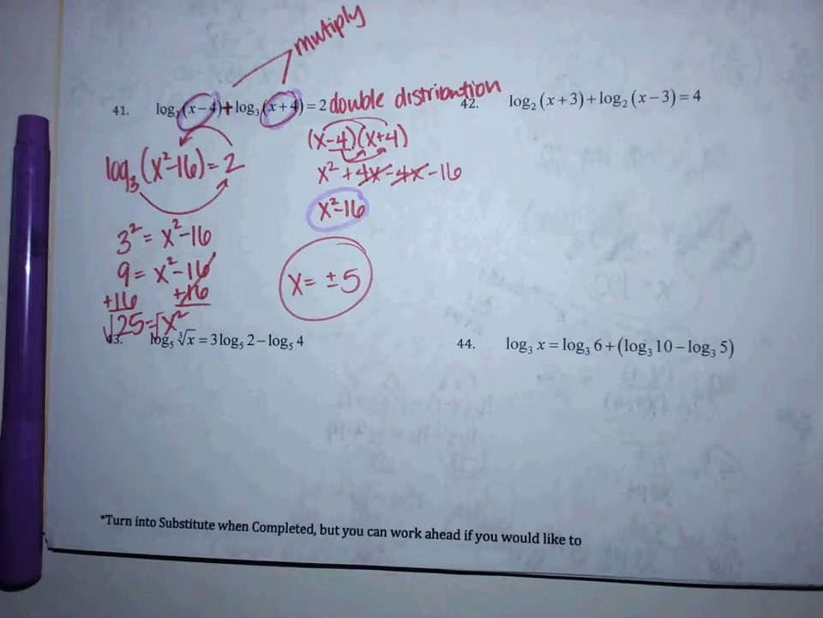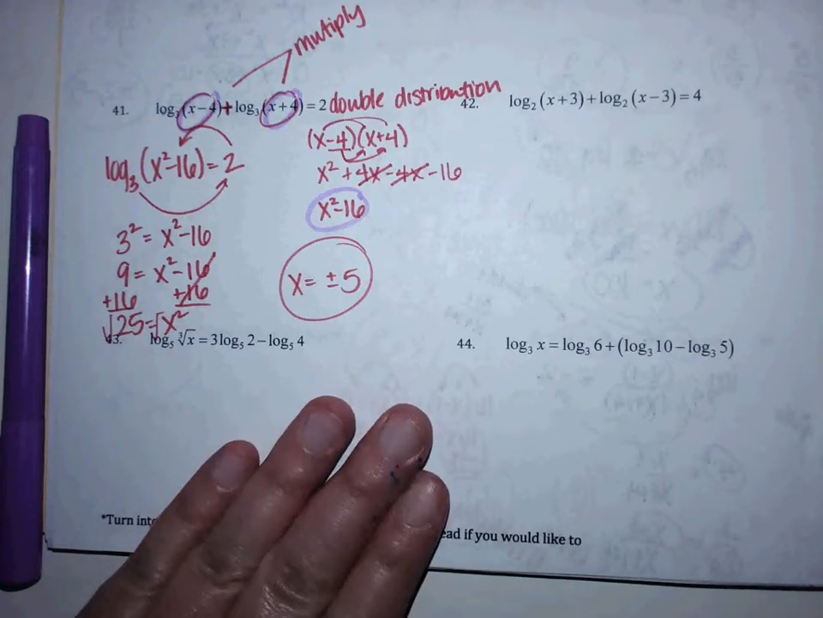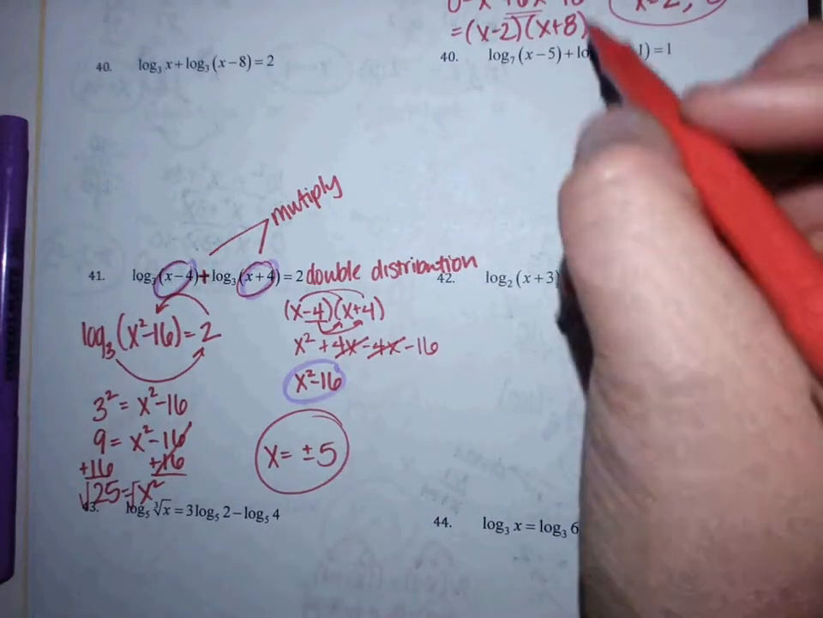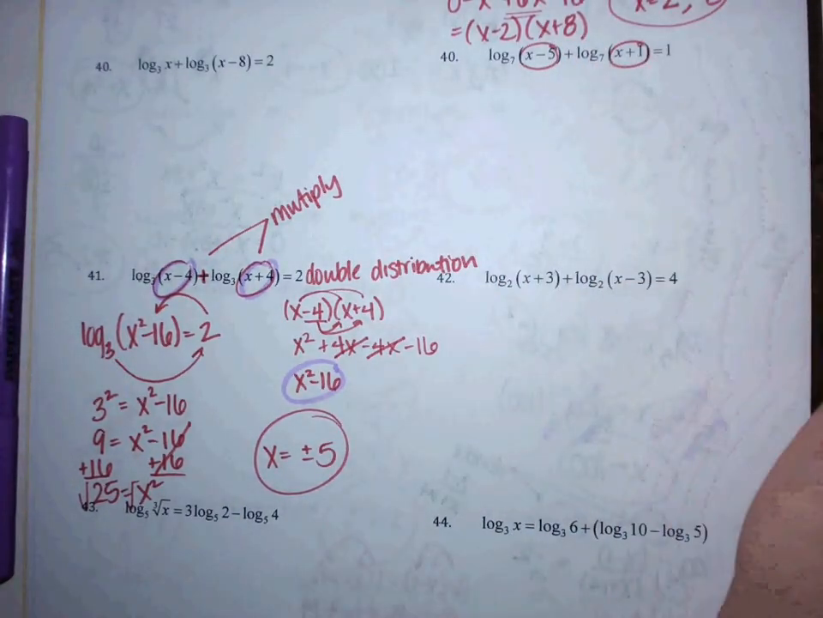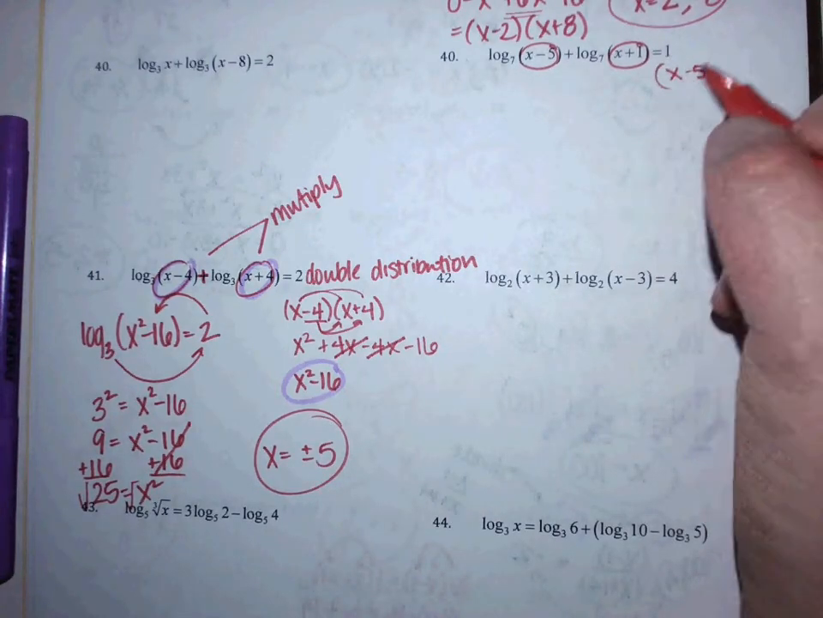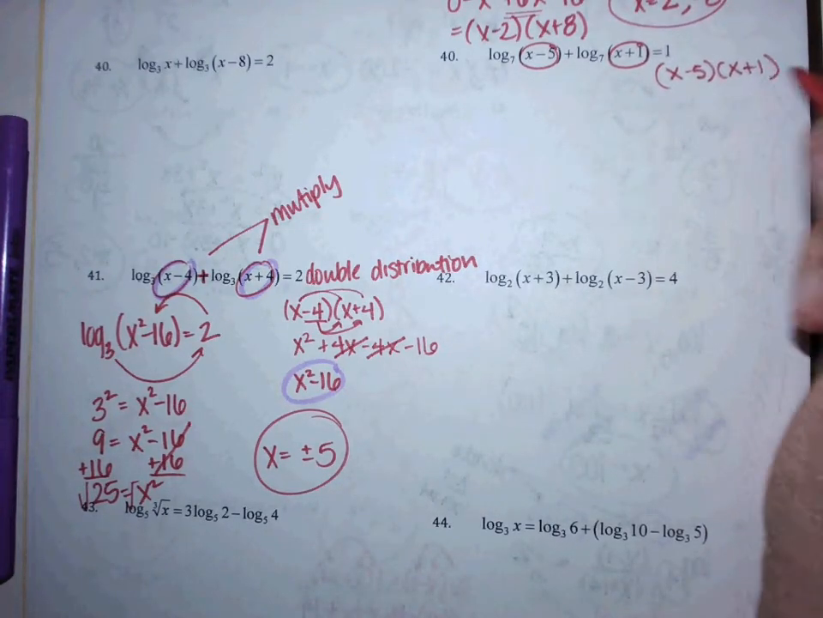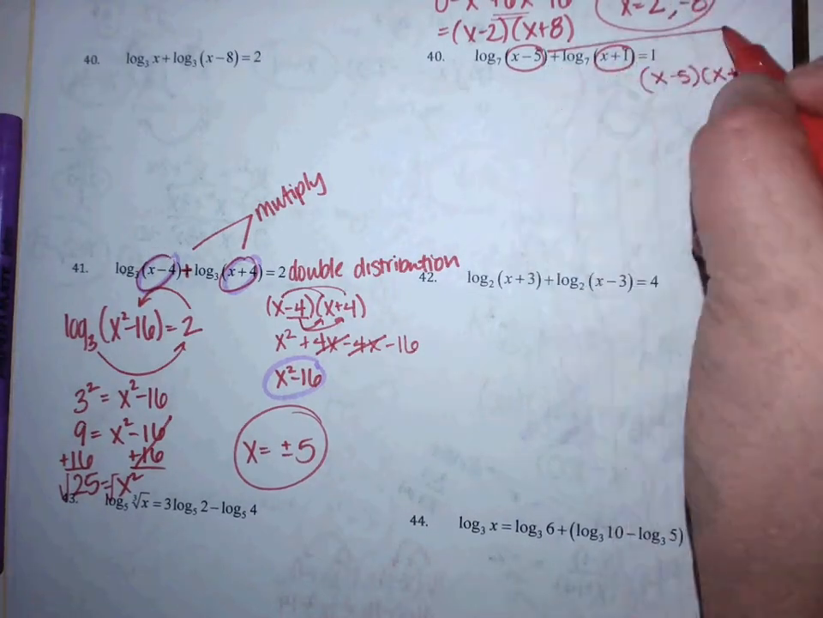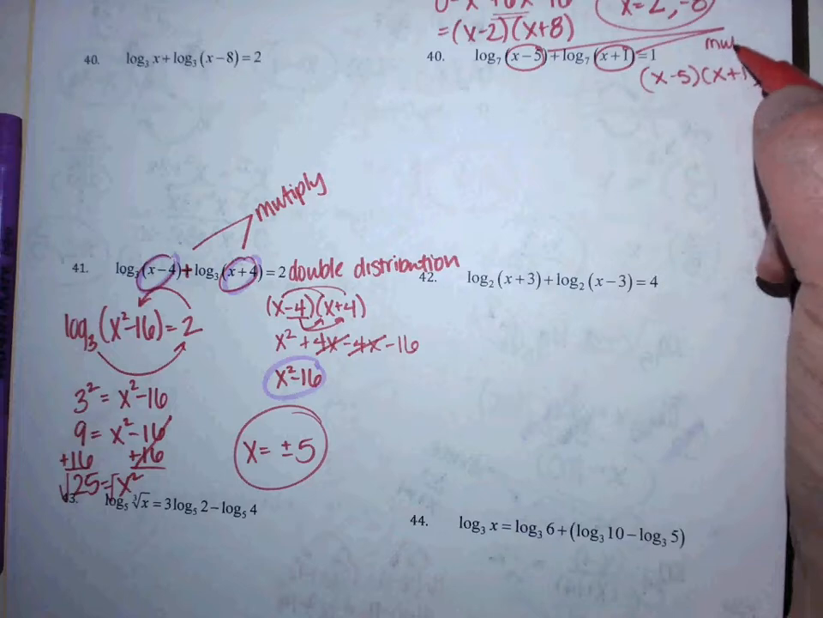Last one, I guess, kind of like that, maybe we can do is number 40. Number 40, take a look. Hopefully you notice you have 2 logs and they're added. That means that I'm going to have to multiply x minus 5 times x plus 1. So I'm taking these two guys and I'm going to multiply.